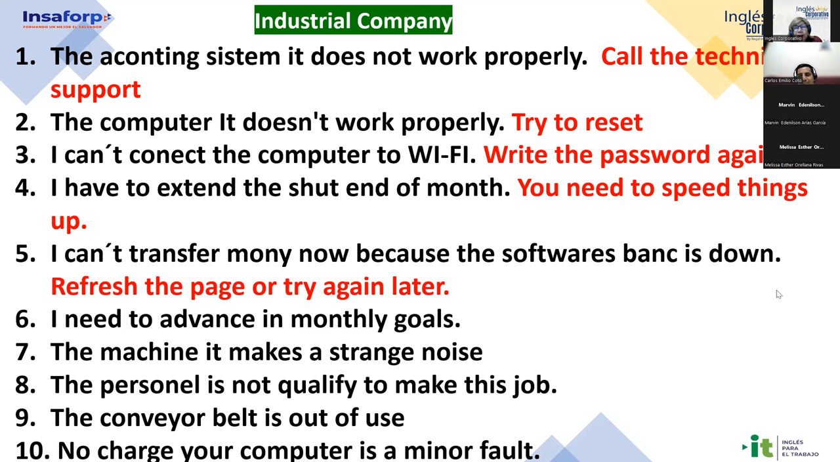Okay, I continue with number six. I need to advance in amount of goals. Number seven, the machine makes a strange noise. Number eight, the personnel is not qualified to do this job. Number nine, the conveyor belt is out of use. Number ten, your computer has a minor fault. And that's it. Okay, guys, congratulations.